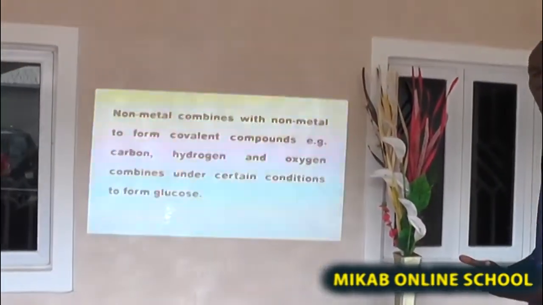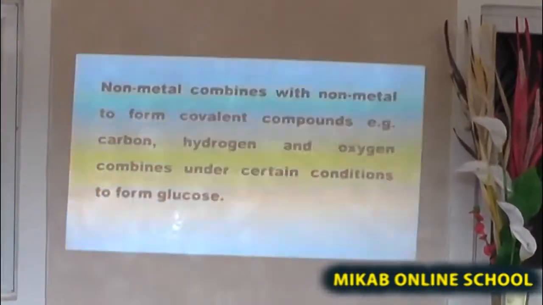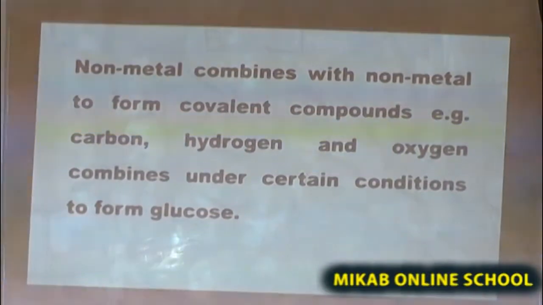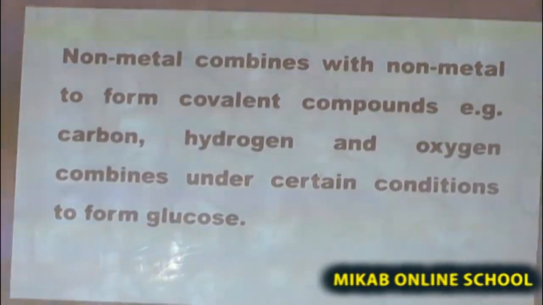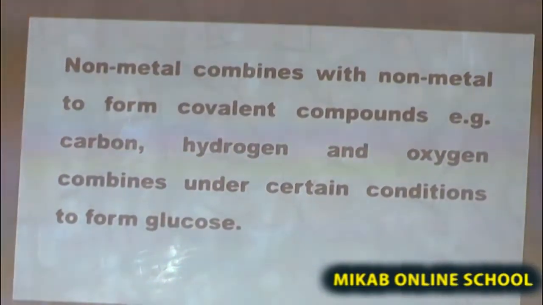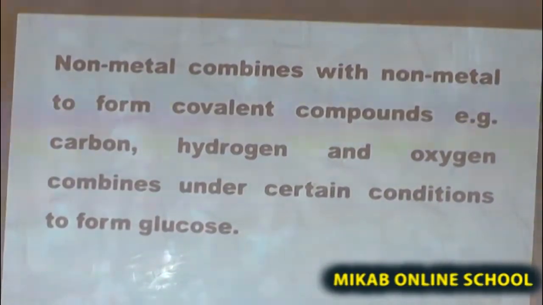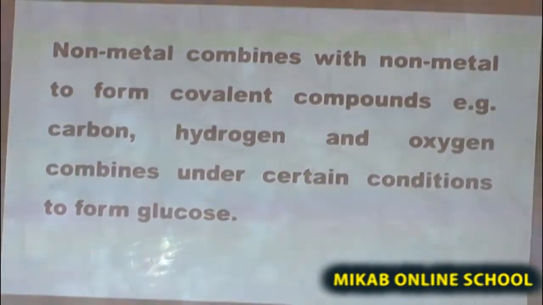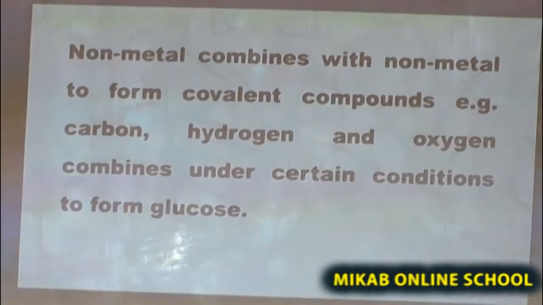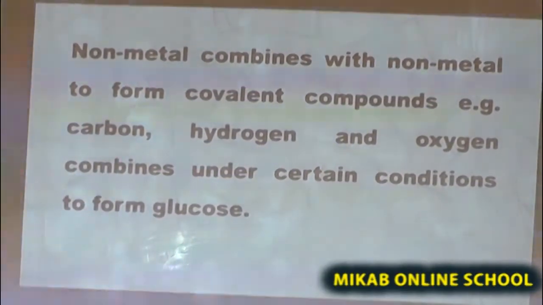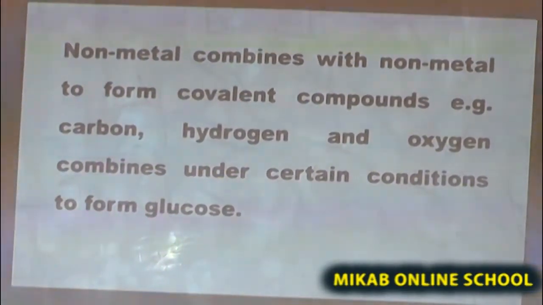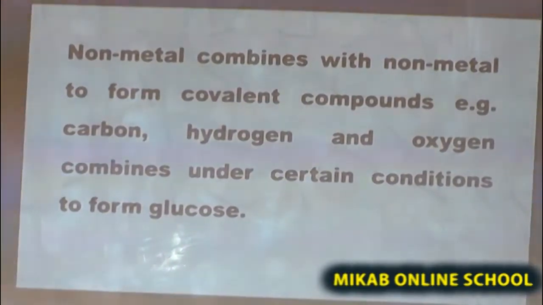Another example is a combination of carbon, hydrogen, and oxygen under certain conditions in definite proportions and ratios to form what is known as glucose. Glucose is a covalent compound.